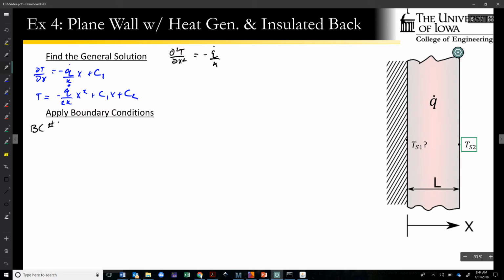So boundary condition number 1 basically says that at the left-hand side, q double prime x at x equals 0 has to equal 0, which means that dT/dx at x equals 0 has to equal 0. So plugging that in, dT/dx, we've got our q dot over kx c1. We set x equal to 0. We end up with just our c1. So this tells us c1 has to equal 0.